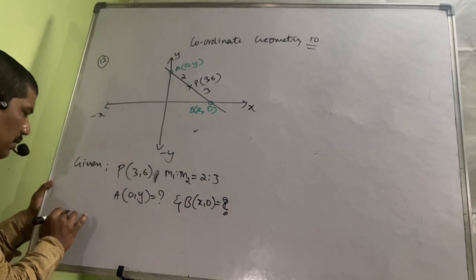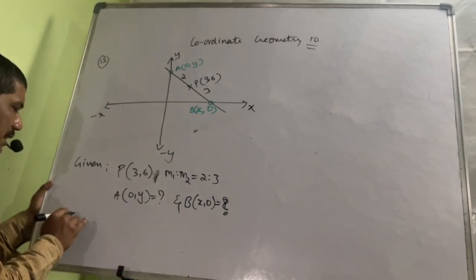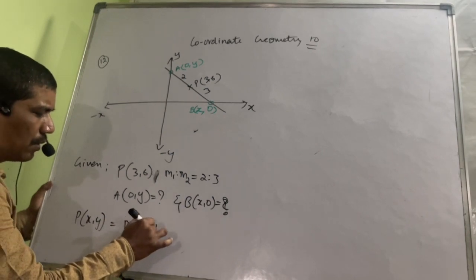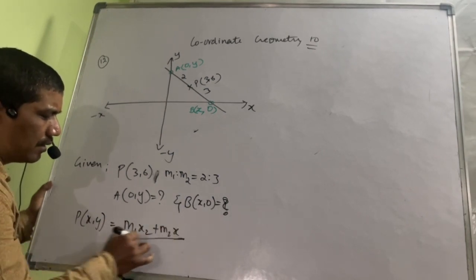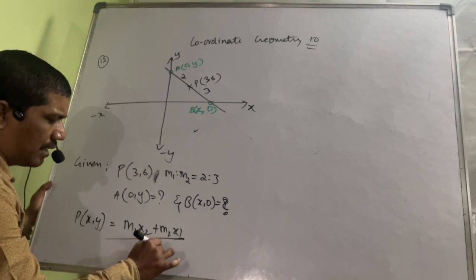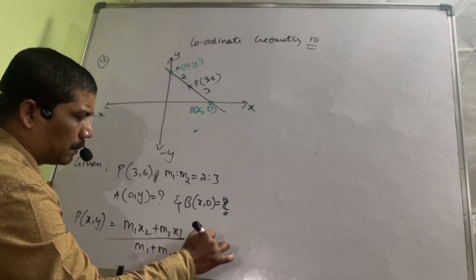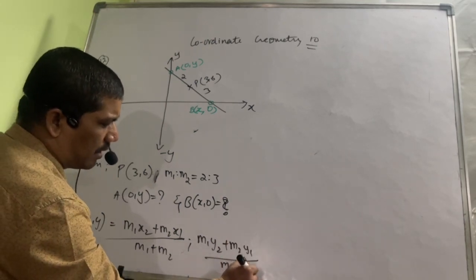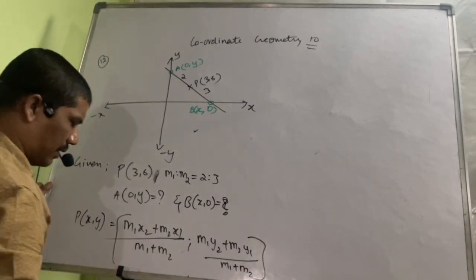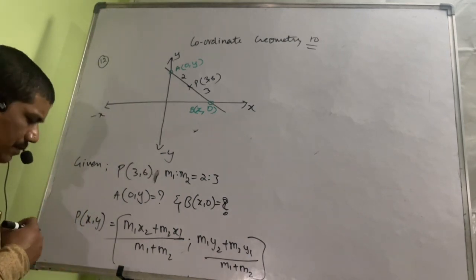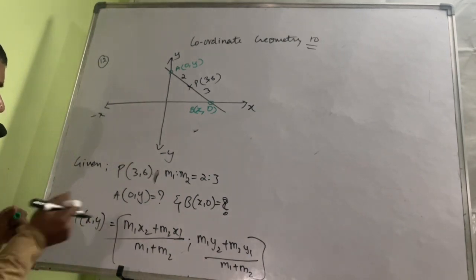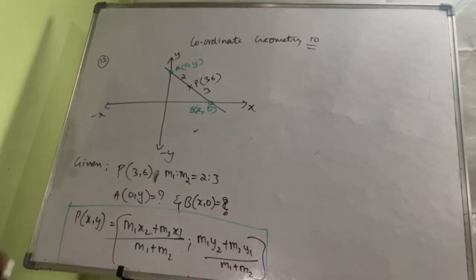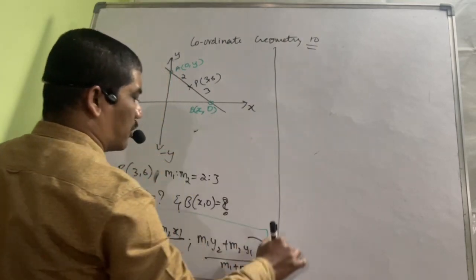So finally, as it's the last problem, we'll write the formula once again. Recollect everyone. M1x2 plus M2x1 by M1 plus M2. M1y2 plus M2y1 by M1 plus M2. This is our formula. Okay, remembered all of you? Right, now we'll start solving the problem.